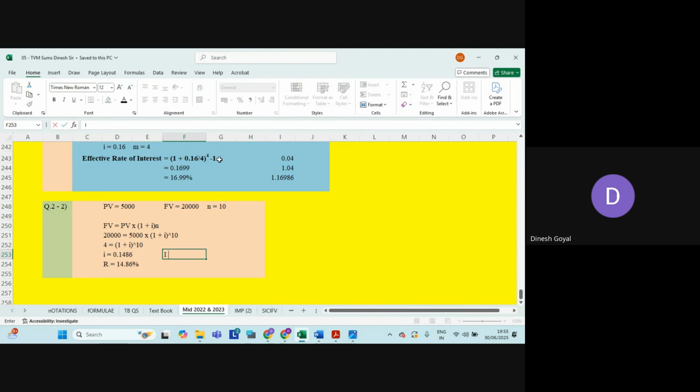So I will prefer 20,000 after 10 years, right? Yes, I am getting a return of 14.86% per annum, right? If rate is not given.